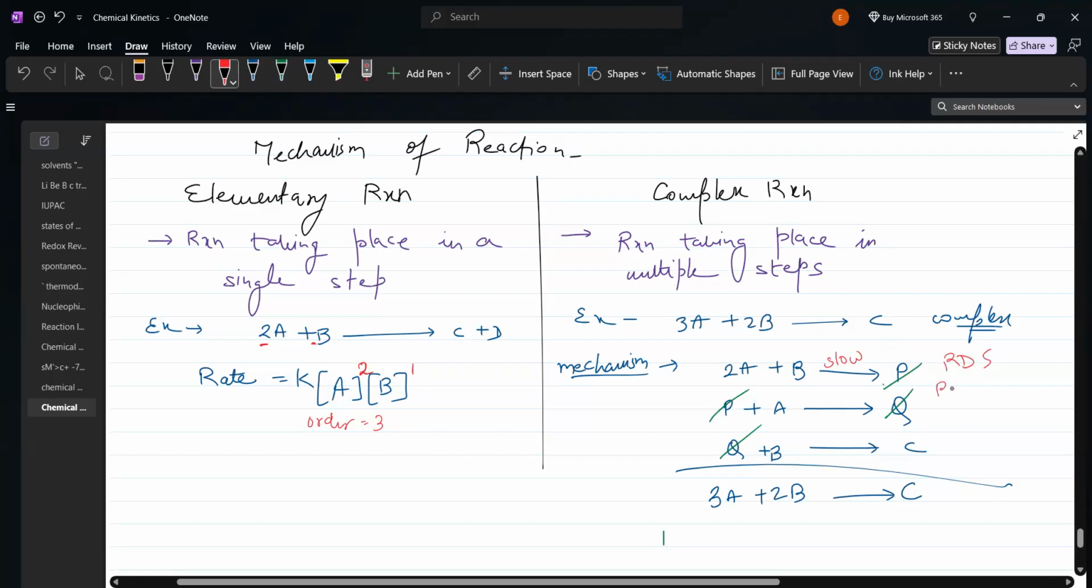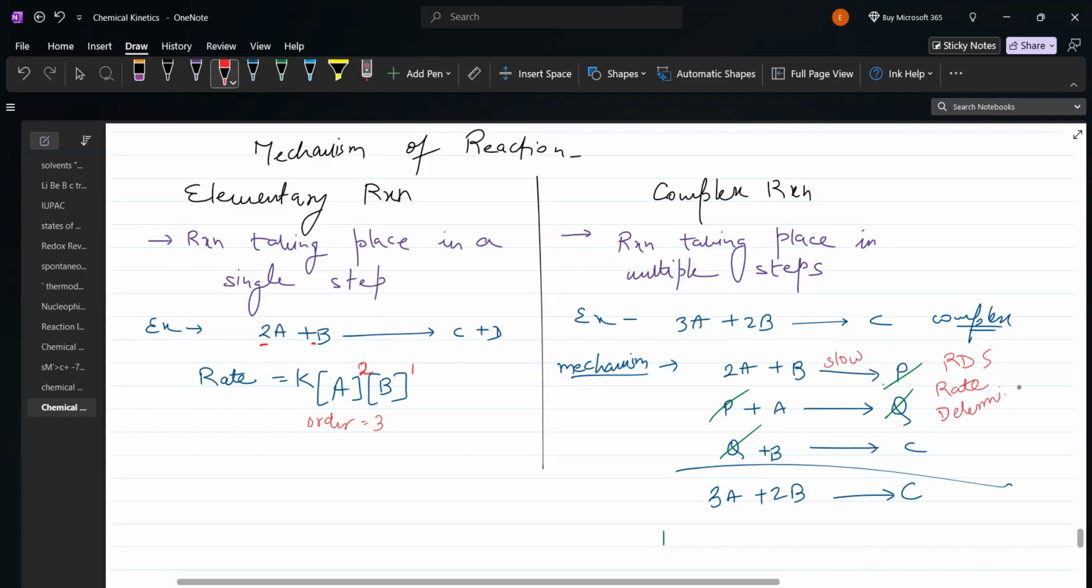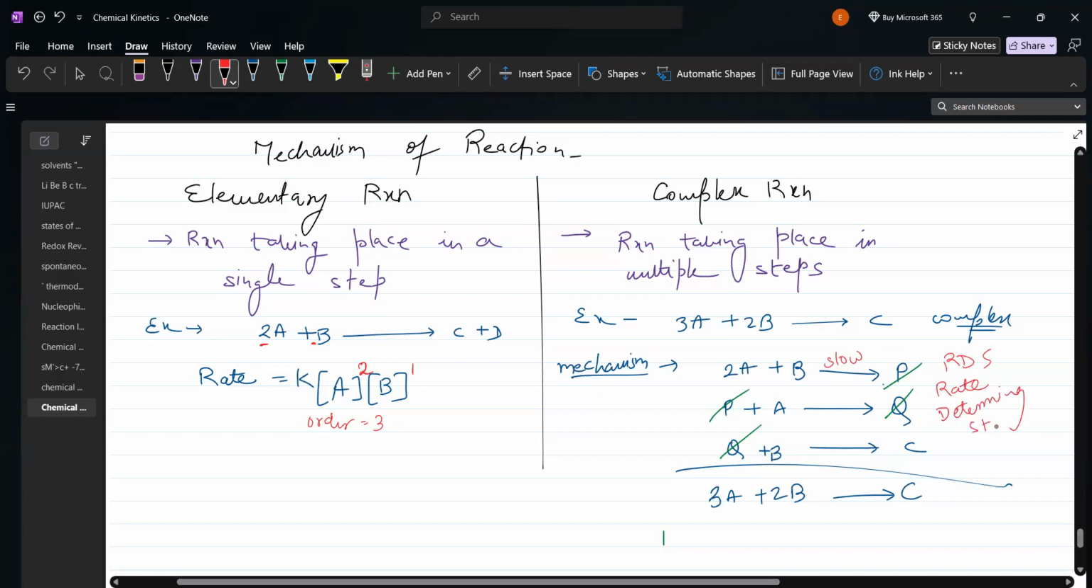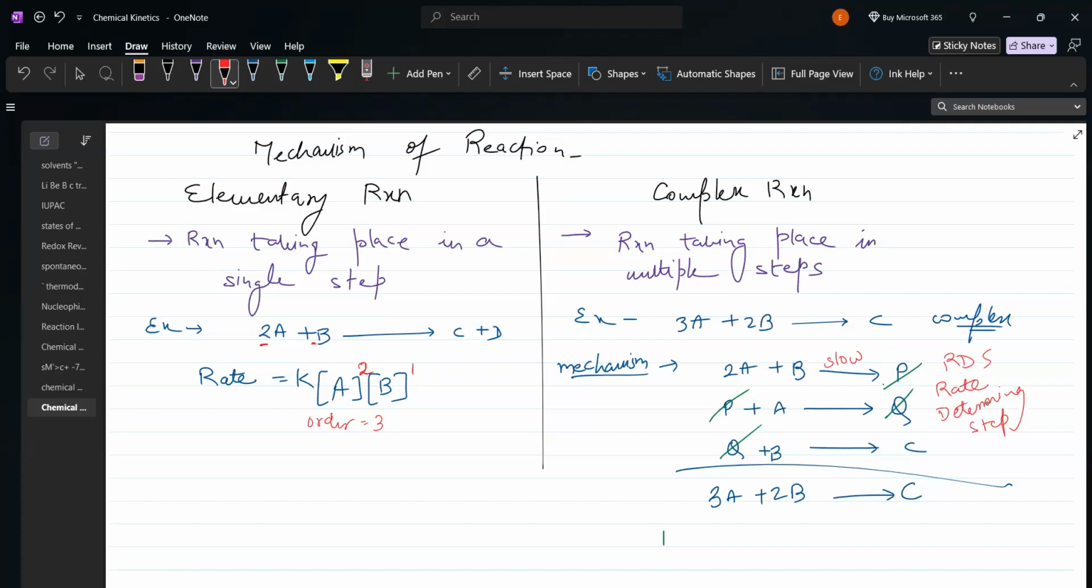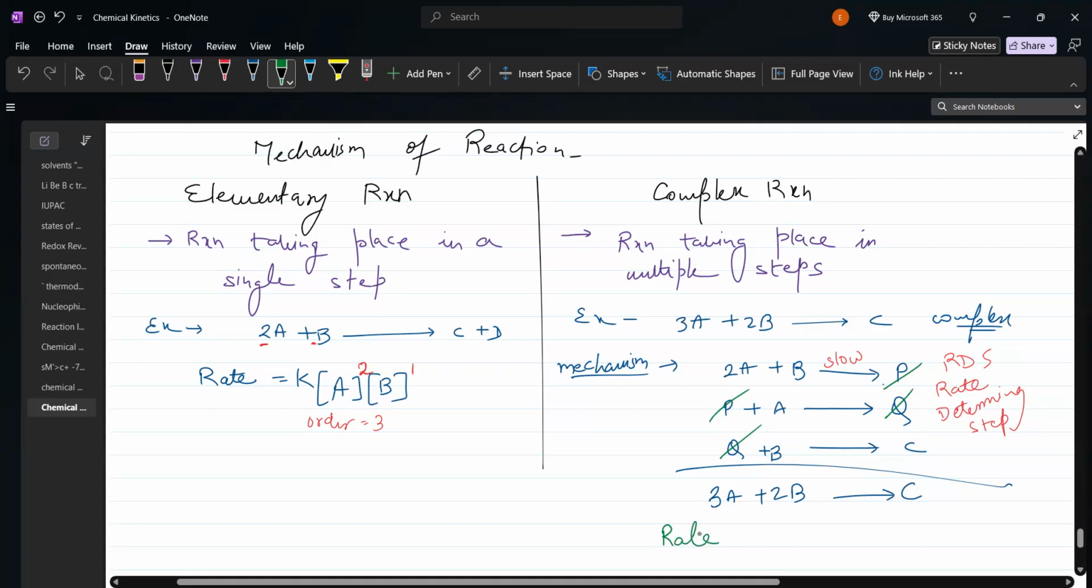RDS, rate determining step. Okay, this is the actual main step, which is known as rate determining step. What is the special thing about it? This reaction is the slowest step in the complex reaction. So by this we can write the rate of reaction according to the slowest step only.